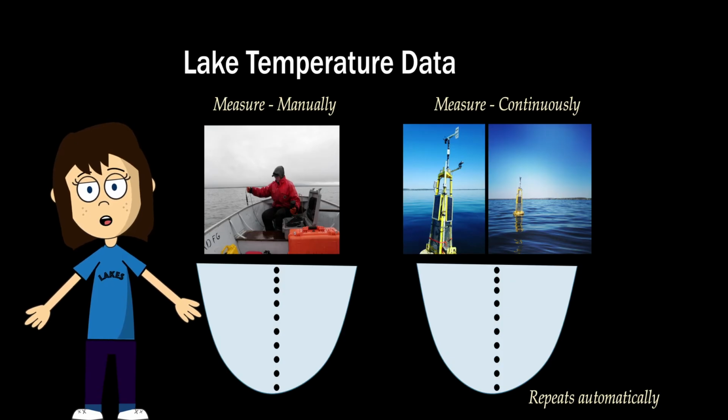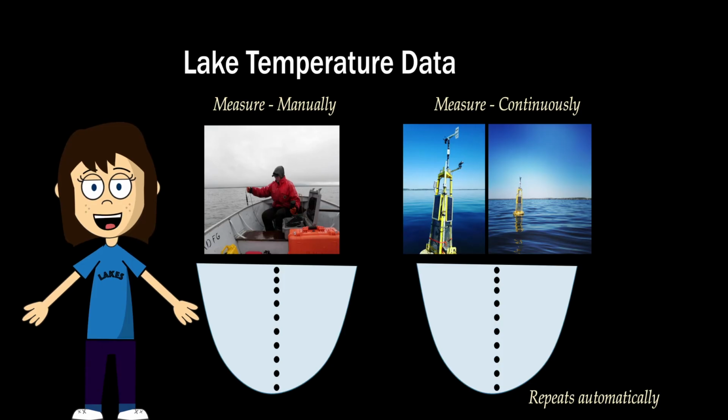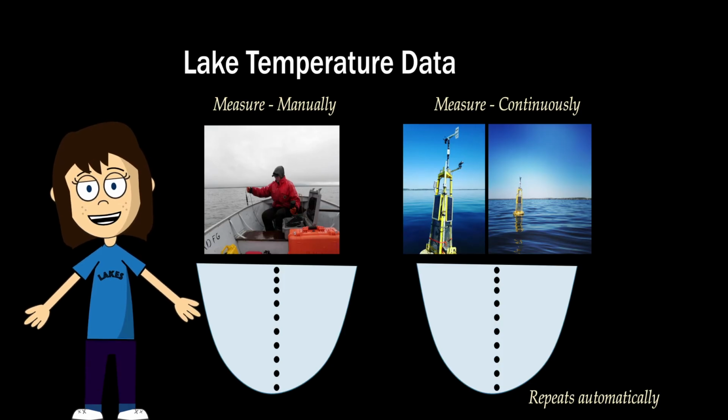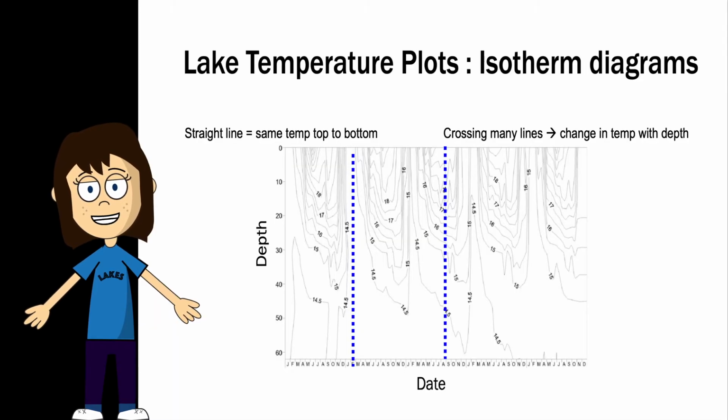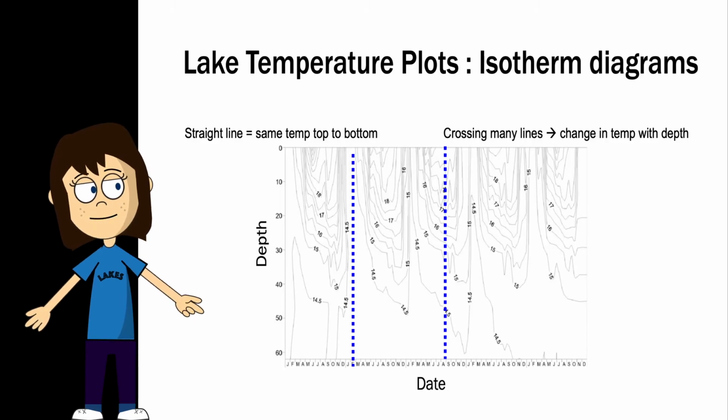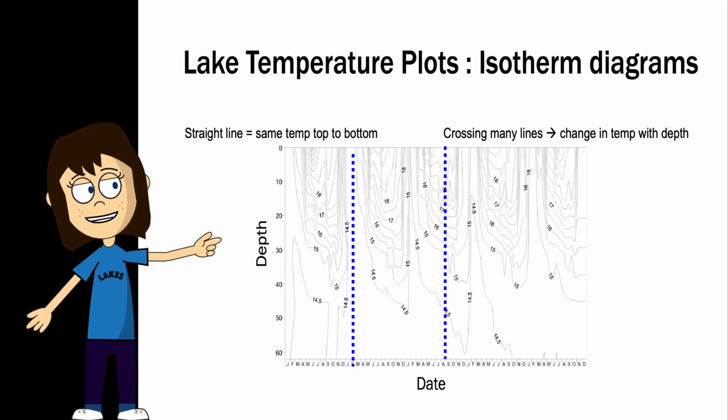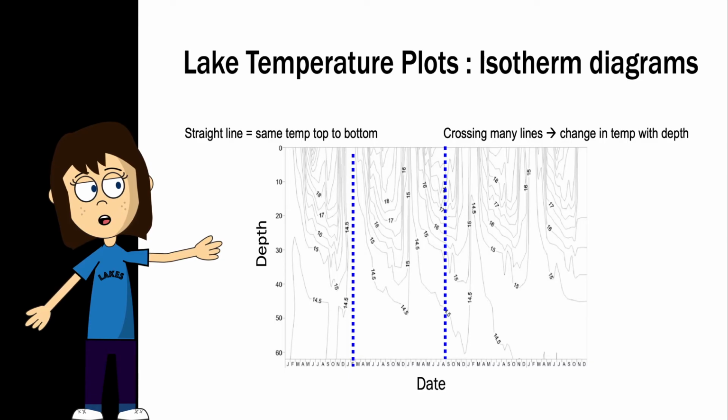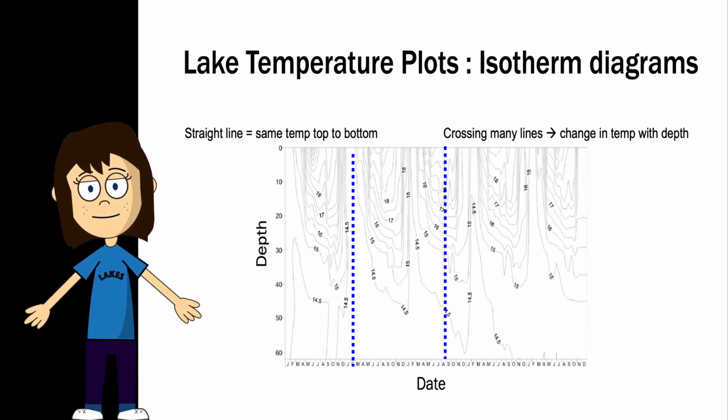So once we have a number of temperature depth profiles, we can plot temperature changes over time to see how the thermal regime is changing. And one way of doing that is by using isotherm diagrams, as seen here. These are very similar to a contour map you might use while you're hiking. These are made by plotting individual temperature measurements and connecting equal temperatures with a line.